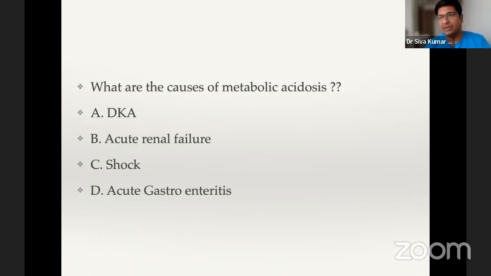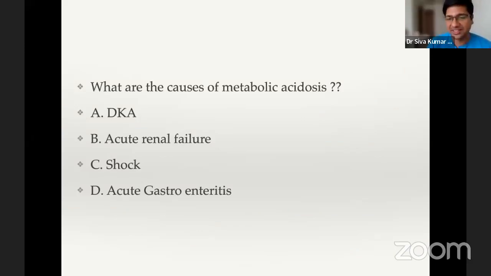No, I was just saying let them answer. Please, anybody can answer this particular question, causes of metabolic acidosis. Okay, somebody has answered DKA. Again, I think everyone answered DKA. Only DKA is the answer. Yes, so this question is misleading actually.